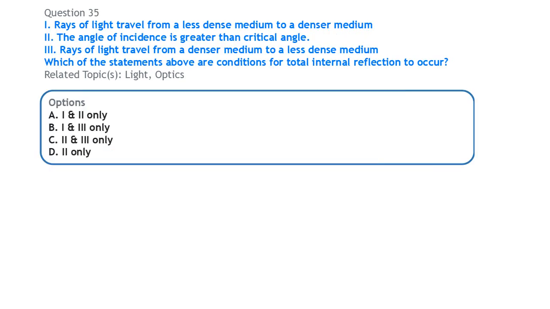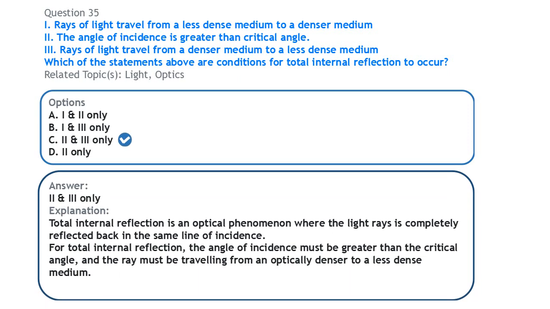Next, on light: which of the statements above are conditions for total internal reflection to occur? There are two necessary conditions for total internal reflection to occur. One is that the light ray should be traveling from a denser medium to a less dense medium, which is what you have in this statement here. So this is correct. The second condition is that the angle of incidence in that denser medium should be greater than the critical angle.